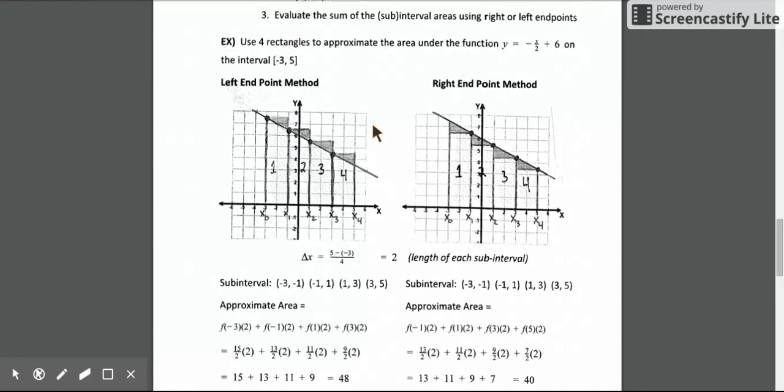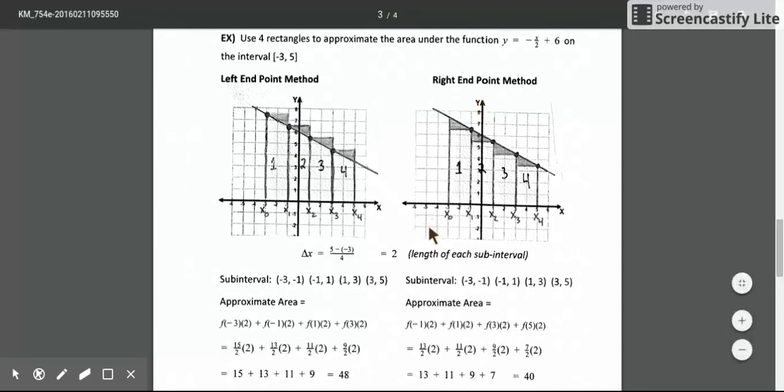Let's do a similar thing, but this time use the right endpoint for each of our subintervals. So we didn't change our subinterval length. It's still from -3 to 5. We're still using 4 rectangles. So our change of x didn't change. It's still 2, or the width of the rectangles is still 2. But this time we're going to be evaluating our function with the right endpoint on each interval.